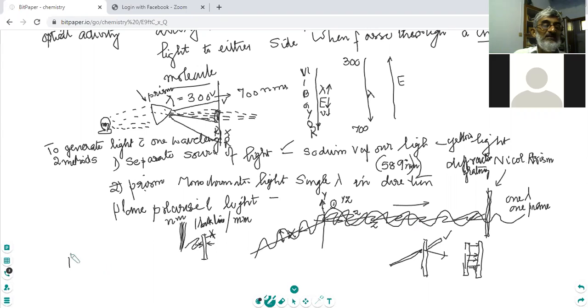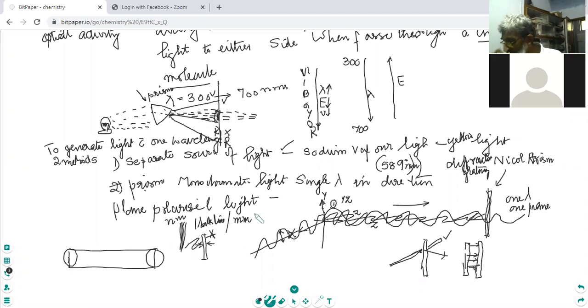Now the question: what does this plane polarized light do? When you pass this light through an optically active solution, through the solution of an optically active compound, what happens to the plane of the polarized light?